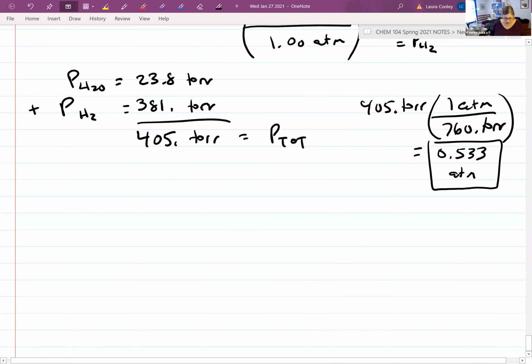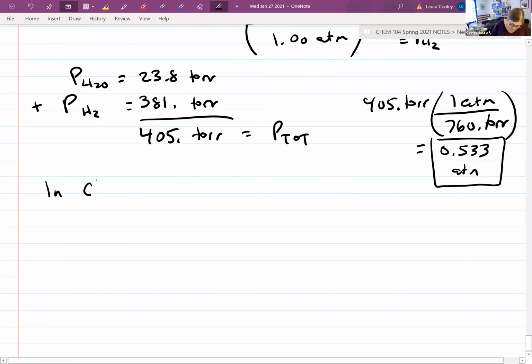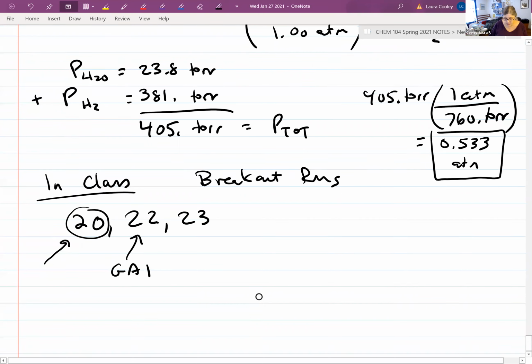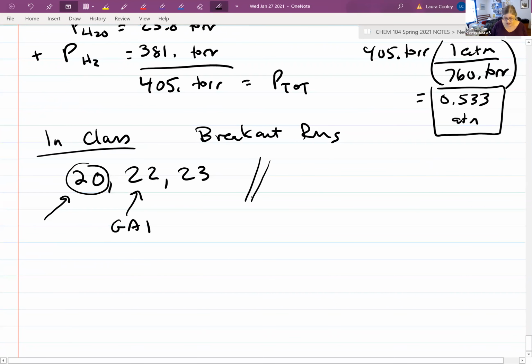Okay, so if I were in class, I would put you in breakout rooms and have you work on problem 20, problem 22, which is actually in the graded assignment, and problem 23. These are all stoichiometry problems involving gases. Problem 20 is not over water. And I'm going to post the solutions to these.